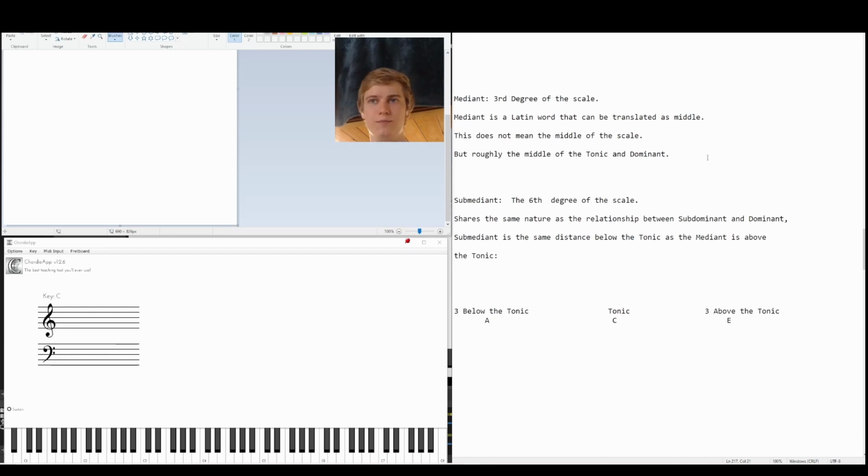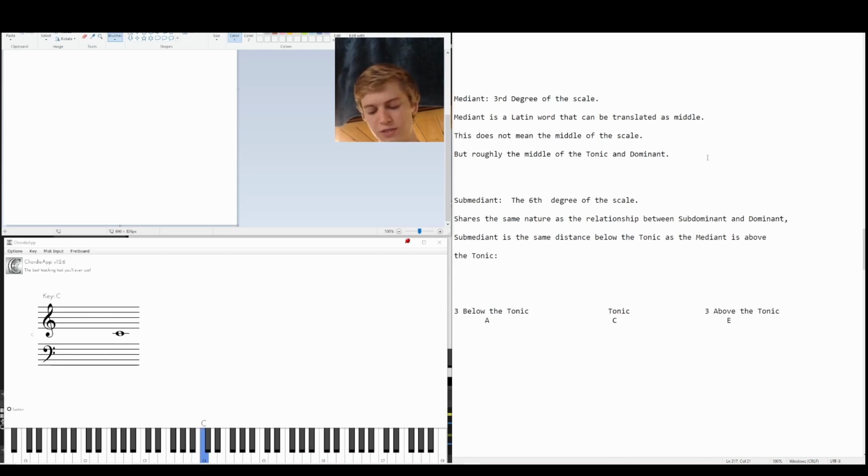We're going to go to submedian, the 6th degree of the scale. So with the submedian, this is going to share the same nature as the relationship between subdominant to dominant. The submedian is the same distance below the tonic as the median is above the tonic. So if I'm looking at our tonic and I go 3 down, I get the note A. Okay, keep that in mind. But if I start in the note C and I go up 3, I go to E. And submedian being the 6th degree of the scale, I went down 3, remember, and I went to that note A.